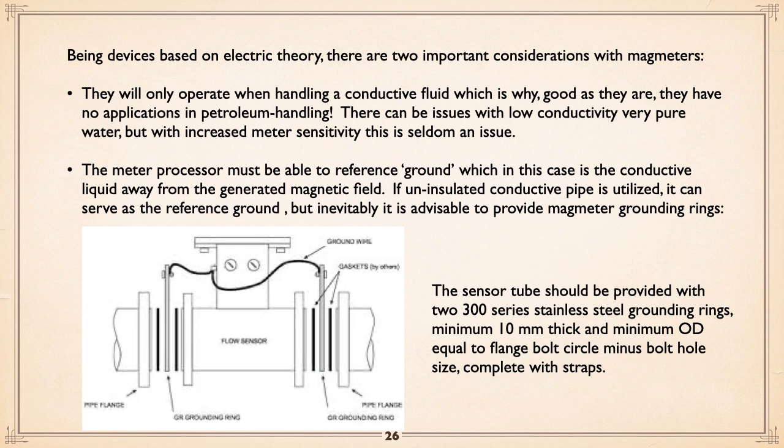The meter processor, because it's picking off voltage, must reference ground. This is done away from the generated magnetic field. If uninsulated conductive pipe is used, it can serve as a reference ground. In other words, if you've got pipe that's non insulated, use it. But the proper way to do it really is to put in mag meter ground rods. And classically, sensor tubes should be provided with, I'm reading a spec here, two 300 series stainless steel grounding rings. These are the things you can see wires connected to on the meter. Minimum 10 millimeter thick, which is about 3/8 of an inch, something like that.